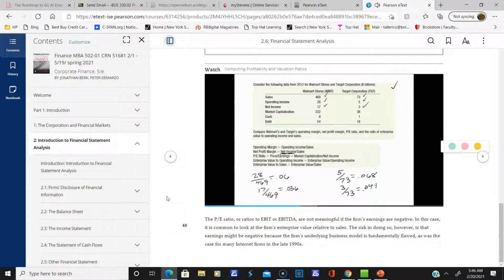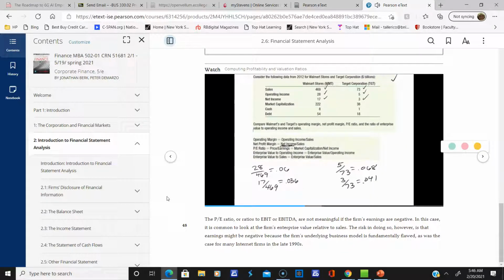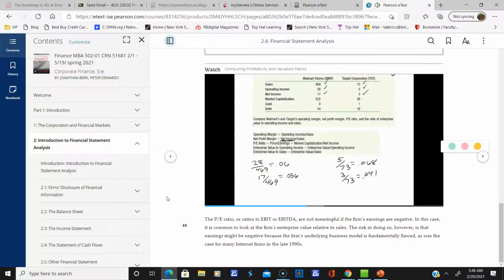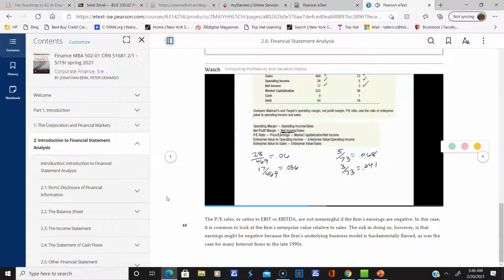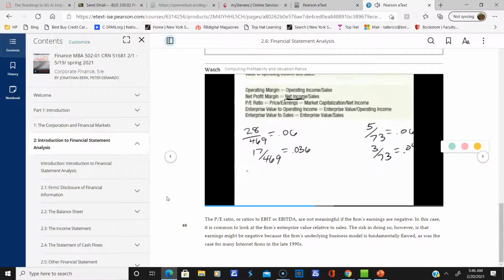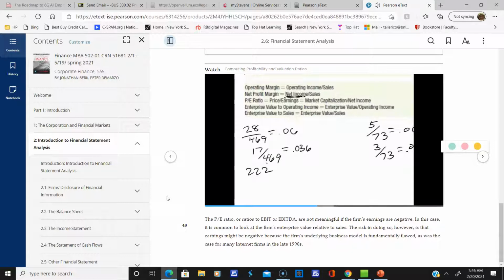Let's look at the PE ratio. So this is what does the stock market think the stock is worth per dollar of earnings. So in order to do that, you need to take the market capitalization over the total earnings, which is net income. Remember, earnings and net income are the same here. So we're going to have 222 for Walmart over net income of 17, and that's going to give us 13.1.